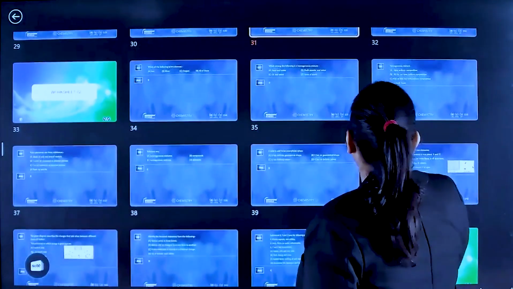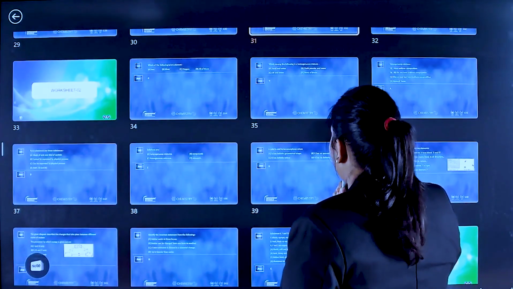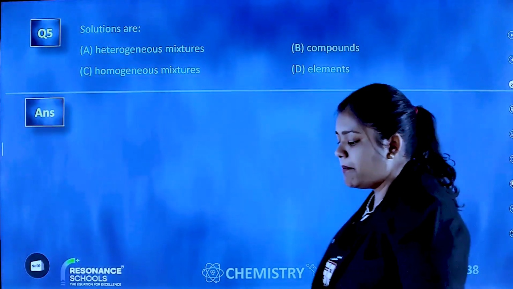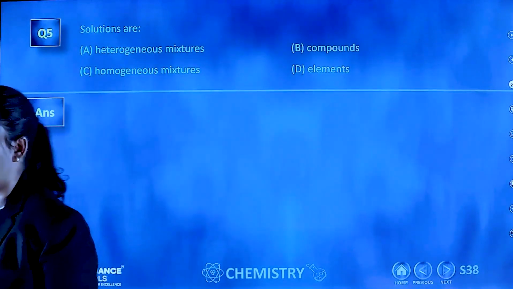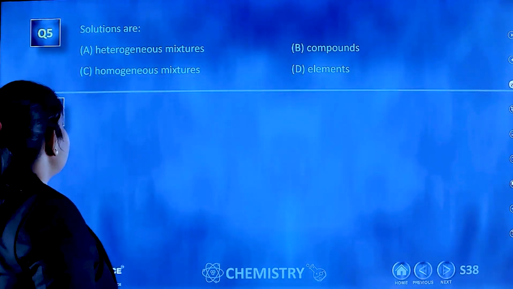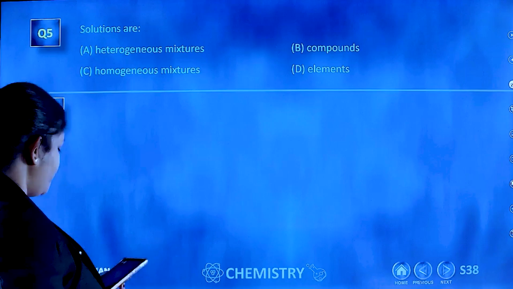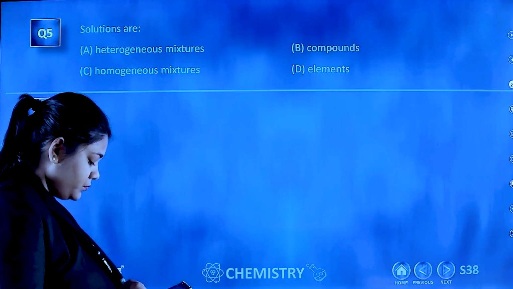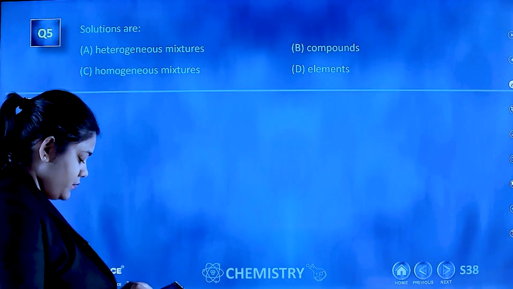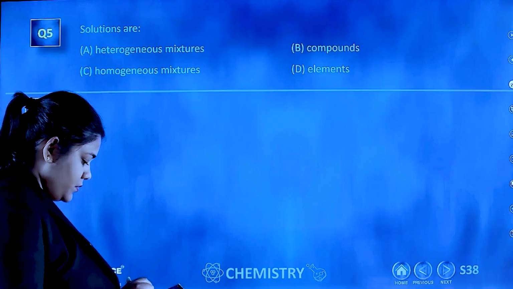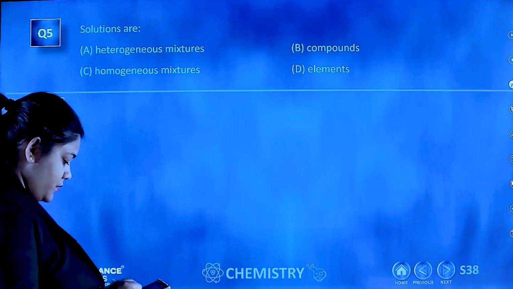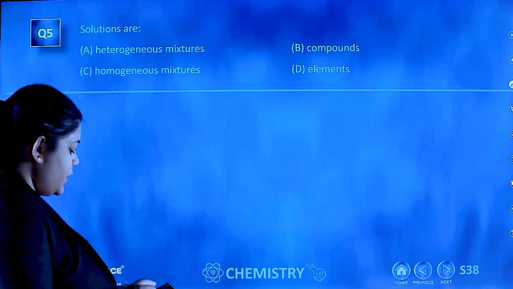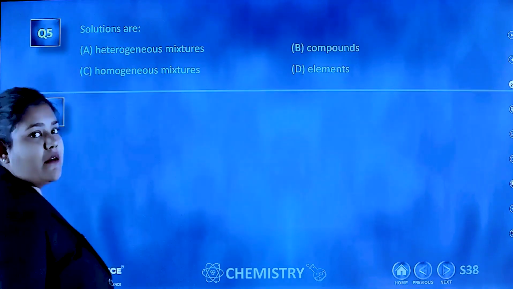So I think we have done the worksheet, right? We were on the worksheets, question number 5. We have to complete this worksheet today. Can you please tell me: solutions are heterogeneous, compound, homogeneous or element? Very good. Option C. This fifth question we have already done in the last class.